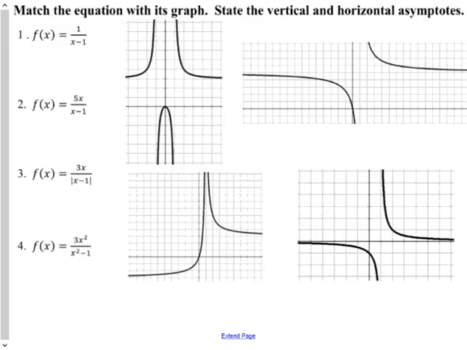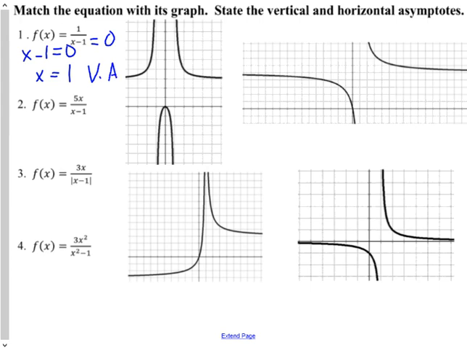Okay, so we'll see examples of these as we go on here. Starting off, we're going to match the equation with its graph, and we're going to state the vertical and horizontal asymptotes. Okay, so starting with 1, we've got f(x) = 1 over x minus 1. So starting off with the vertical asymptote, right? Reminder, the vertical asymptote is where the denominator equals 0. So it's kind of small, but we've got x minus 1 equals 0, plus 1 to both sides, and we're going to get x = 1 as our vertical asymptote.